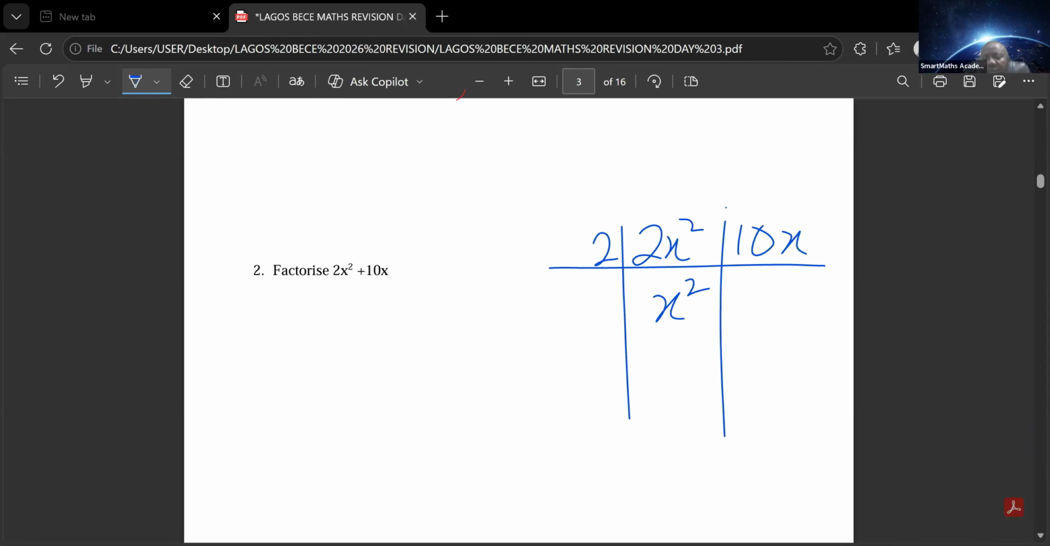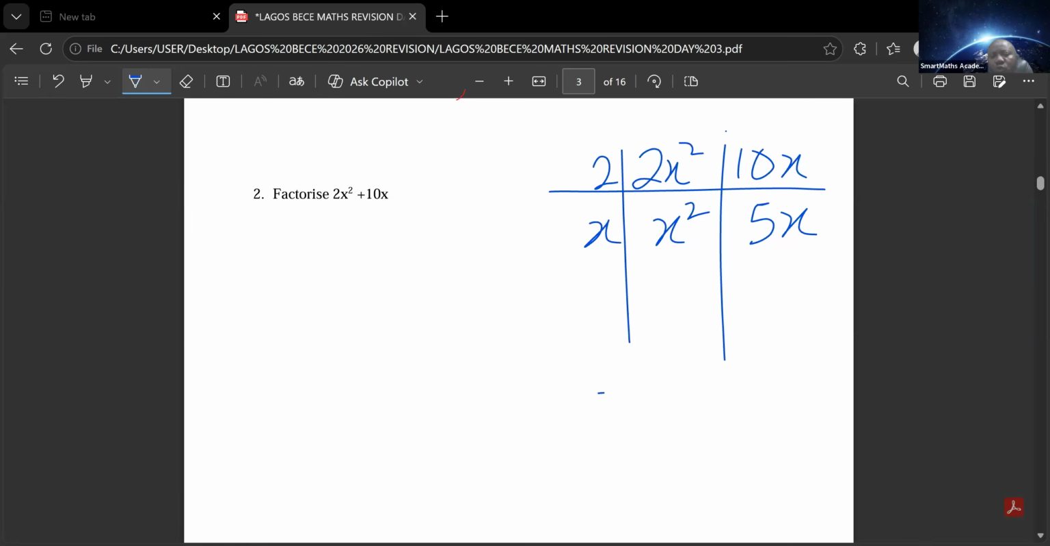And 10x divided by 2 will now be 5x. So you look at this: there is no number that is common. But we have x here and x here. X is common, so x can divide. You put x there. So x squared divided by x. X squared means x times x divided by x. So x cancels x, what you have left is x.